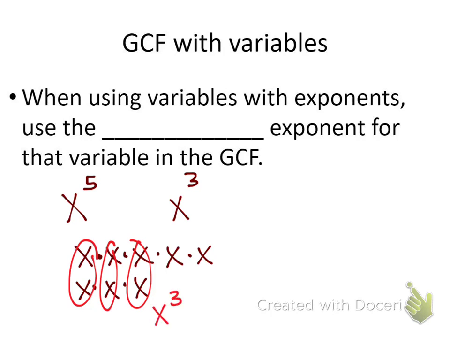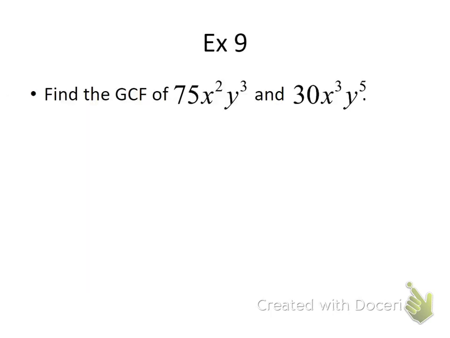So basically, which exponent did I use there? The cubic, which is the smallest. Good job. So when using variables with exponents, use the smallest exponent for the variable in the GCF. Exponents always mess things up. They're always backwards, right? I'm talking about using the greatest number, the biggest number, now I'm telling you use the smallest number. But you're trying to find the greatest number they have in common. Okay. Now let's use that information for the next example.